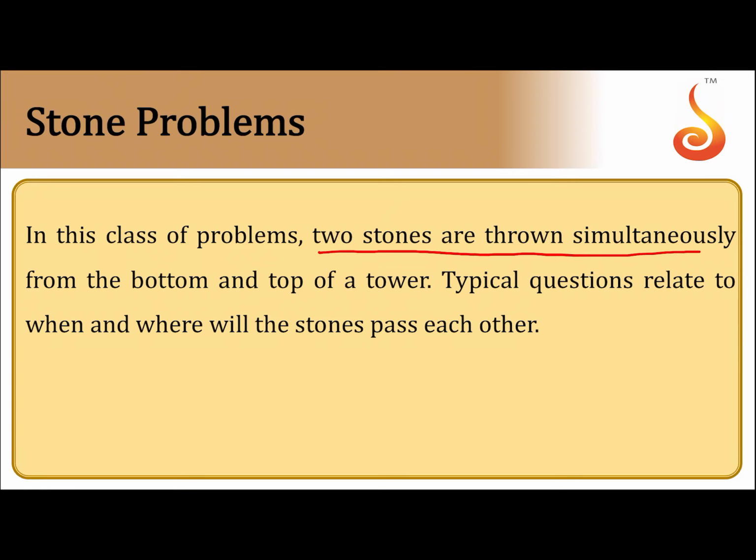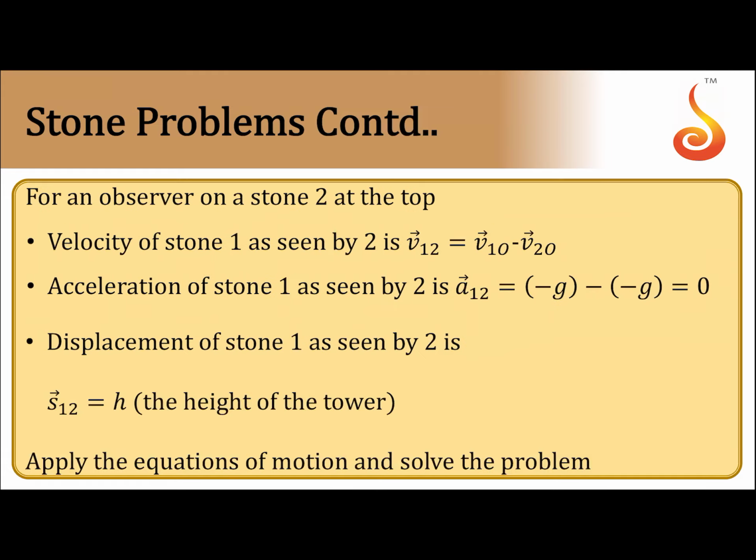Stones are thrown simultaneously from the bottom and top of a tower. The questions which are generally asked are when and where will the stones pass each other, or say, cross each other. So, suppose I consider an observer on stone 2 at the top.